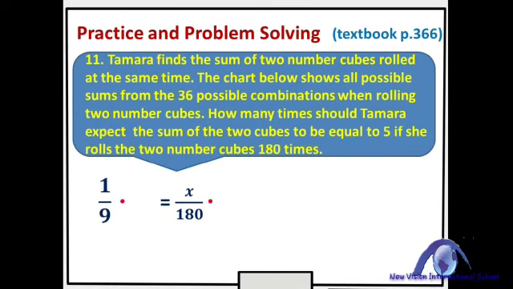To solve for variable x, we need to multiply each side by 180. So x equals 20. The number of times Tamara expects the sum of two cubes to be equal to 5 is about 20 times.